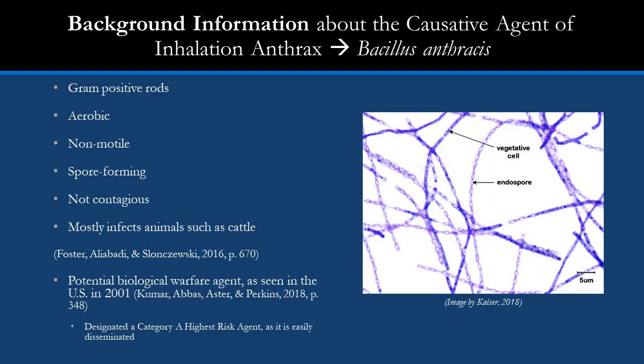Unfortunately, this bacteria has historically been used as a biological warfare agent, when the spores were mailed in letters to different individuals. Before these attacks occurred, it was only thought to be a potential risk in certain types of factory work, such as wool mills and slaughterhouses. It has now been designated as a Category A highest risk agent as it is easily disseminated in bioterrorism.